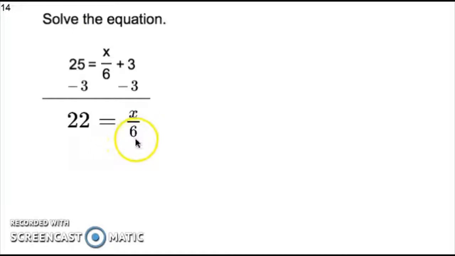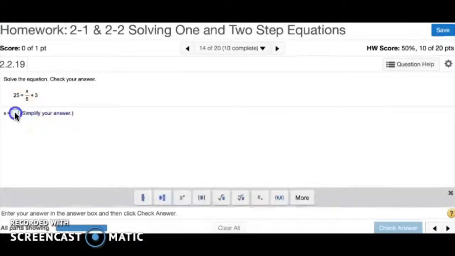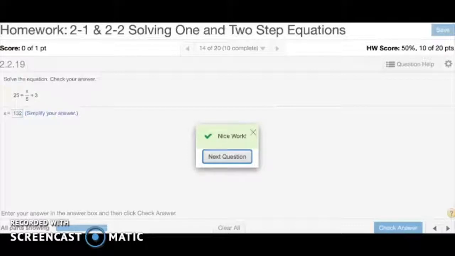Now, like the last problem, we're going to cross out the 6 and bring it to the other side. 6 times 22 is 132, so the answer is going to be 132. So let's type that in. Typing in the 132, and that is the answer for number 14.